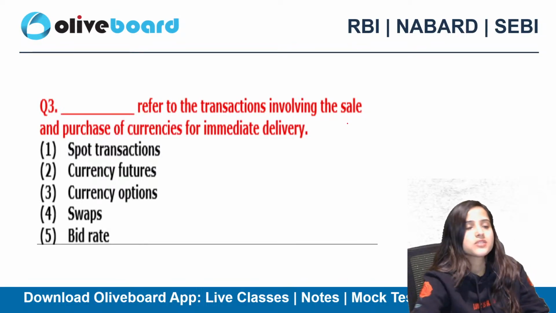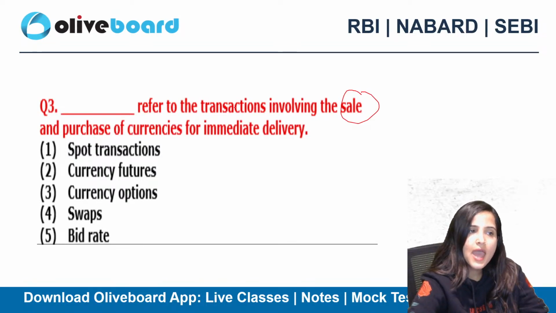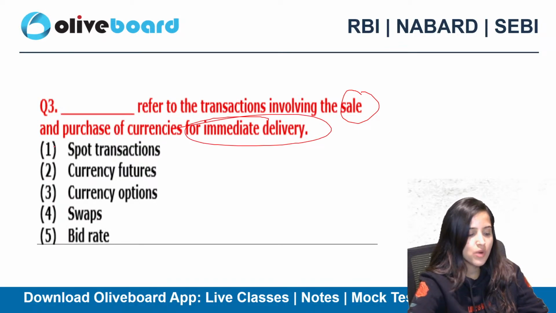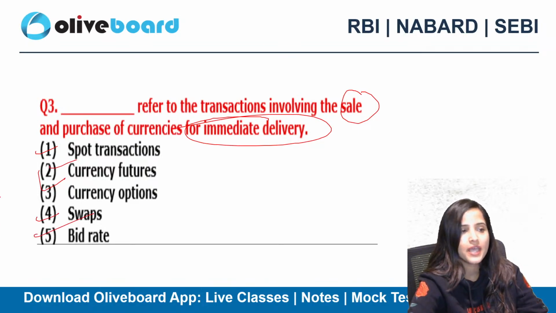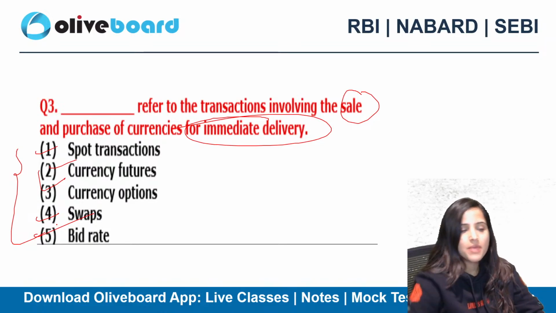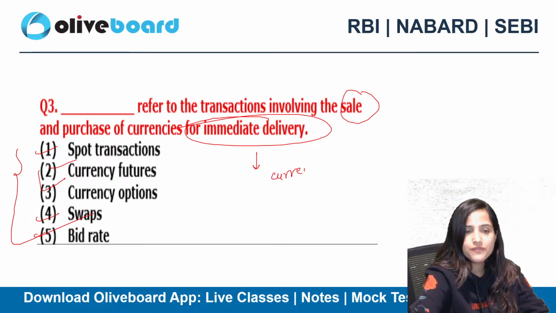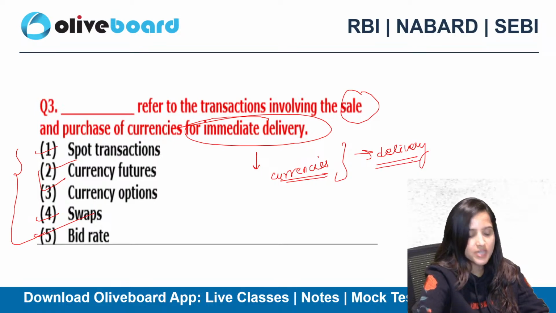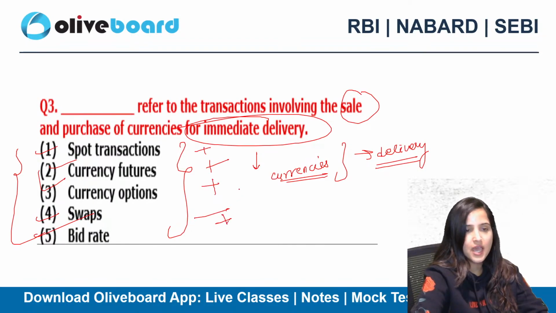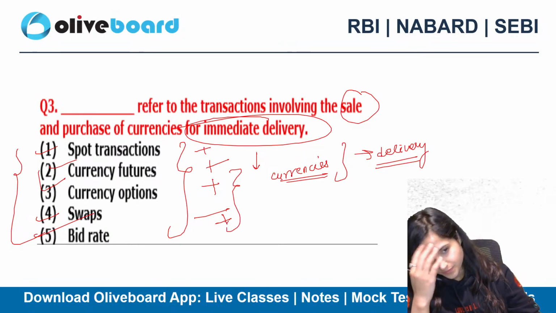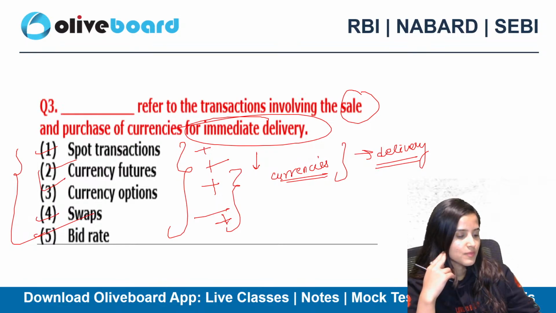Alright. Next, dash refers to the transactions involving the sale and purchase of currencies for immediate delivery. So what kind of transactions are these? Spot transactions है, currency futures है, currency options है, swaps है, bid rate है. जब हम इमीडिएटली सेल और परचेज कर रहे हैं करेंसीज का, जिसकी डिलीवरी हमें अभी चाहिए है, उन ट्रांजैक्शंस को क्या बोलते हैं? What is the answer? बताइए. ऑनलाइन.